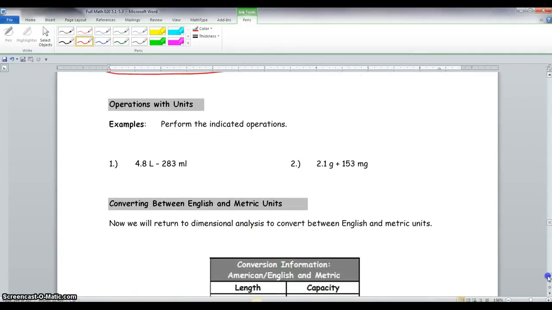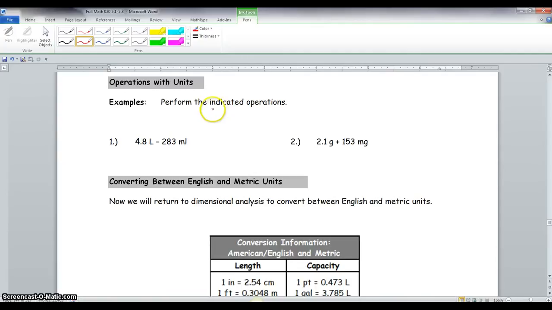Now, we scroll down to the operations with units. It says perform the indicated operations. We have 4.8 liters minus 283 milliliters. Now, what would make this easy is if both of these are in the same measurement. What I would suggest we do is change milliliters to liters.